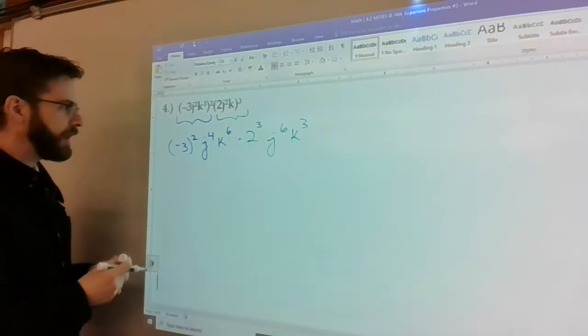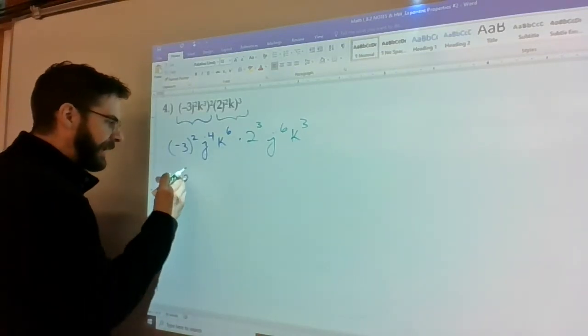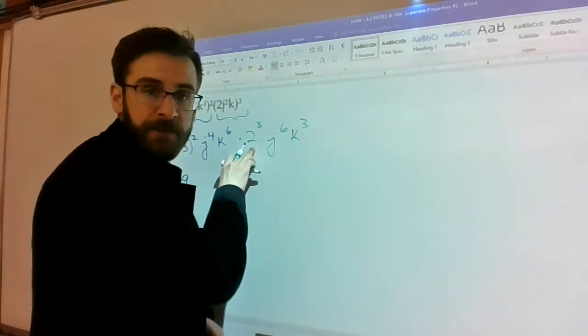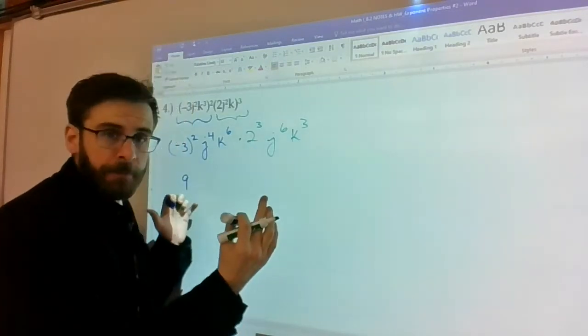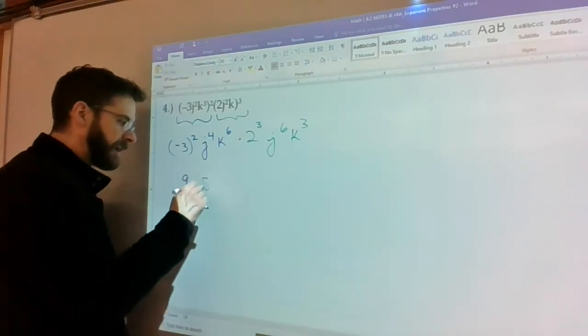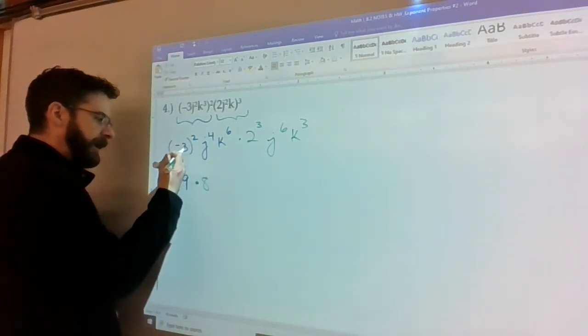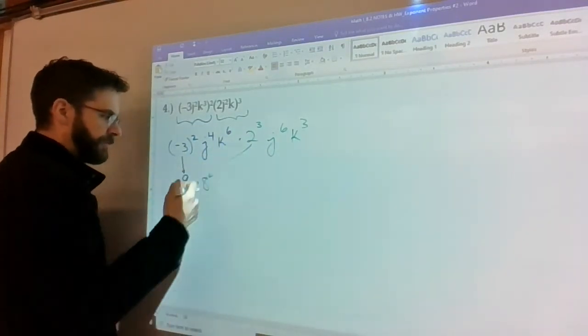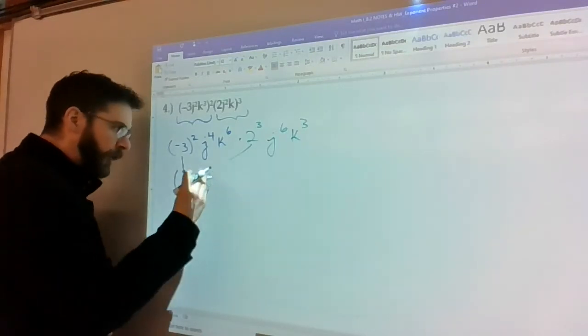All right, this is the point at which I would say this is 9, and this is going to be 2 times 2 times 2. It's going to be 8. I'm going to move them side by side right away. So 9 times 8. Here was the 9. The 8 was right there. So I group those together.